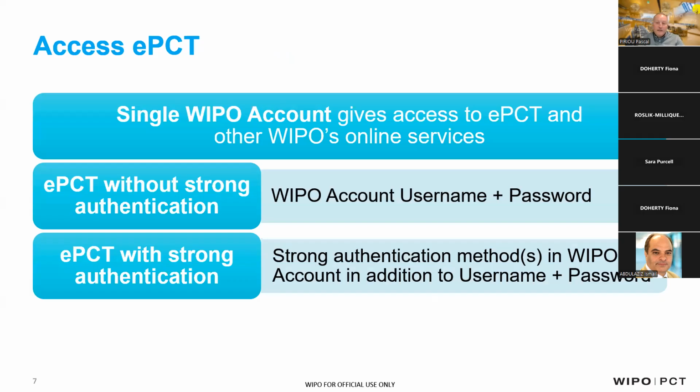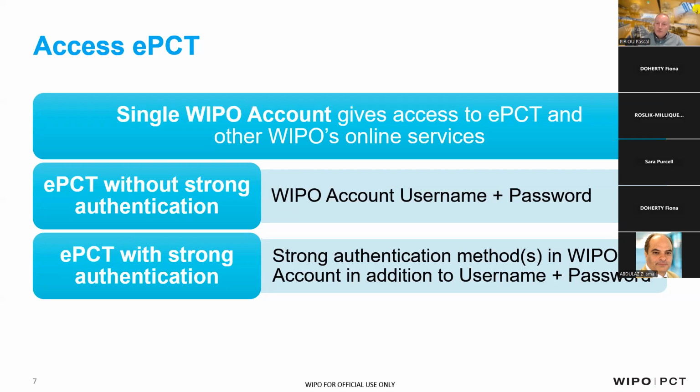So how to access ePCT? It's quite easy. First of all, you need to create a single WIPO account, meaning with a username and password, and then you can have access to ePCT and also to other WIPO online services. So for example, if you are already a user for eEgg or eMadrid, or you use also DAS, there is no need to create a separate WIPO account in order to access ePCT. The same WIPO account can be used.